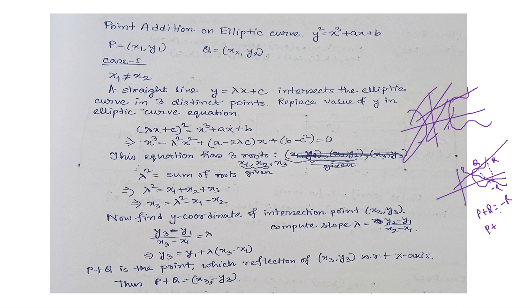Basically, yes, P plus R. I'm just talking of that same line that we have drawn previously. P plus R is equal to minus Q, right? Because this is the third point on this intersecting line, and minus Q is the reflection of that. So yes, P plus R is minus Q. Yes, that is true.